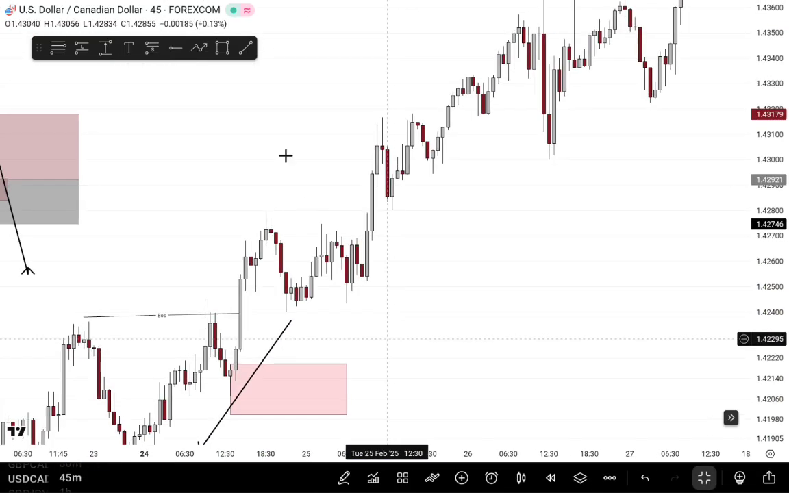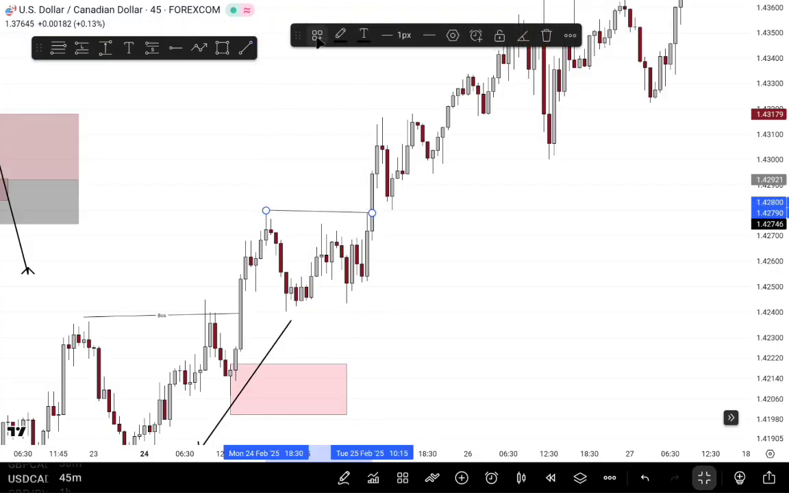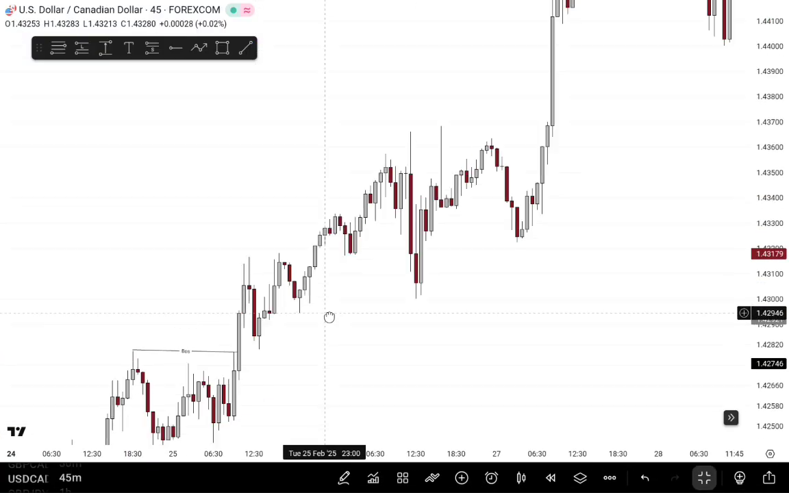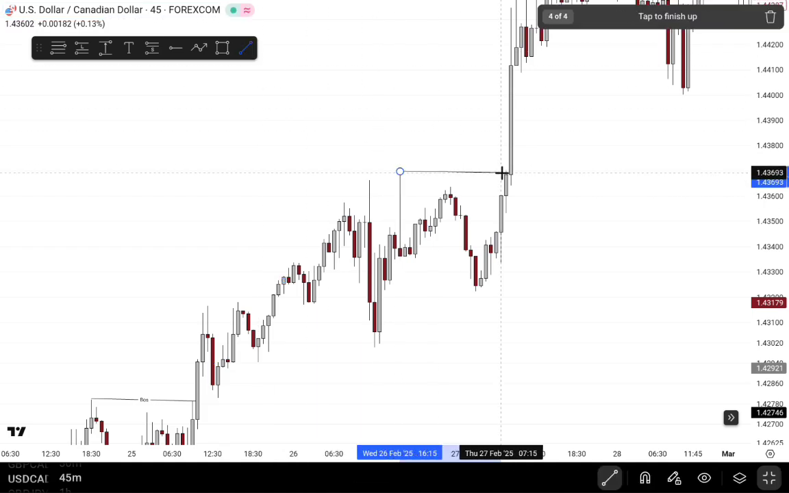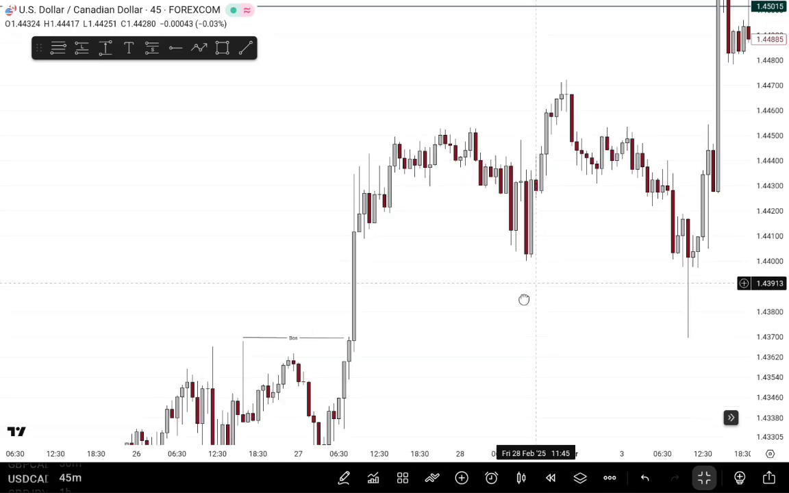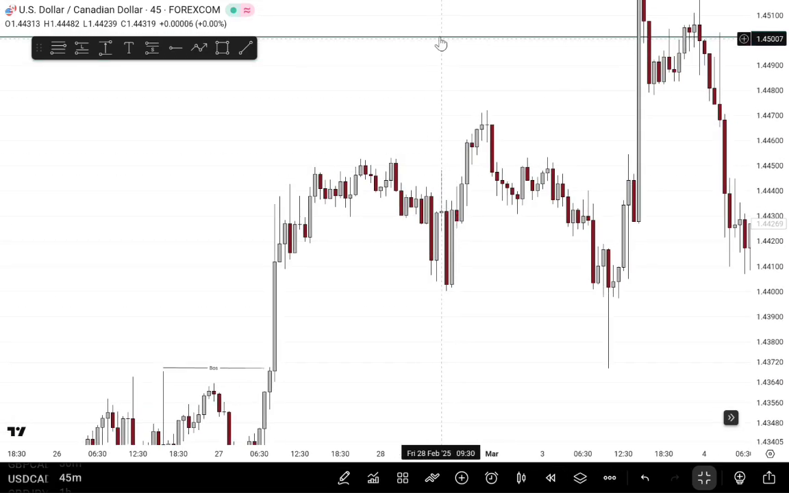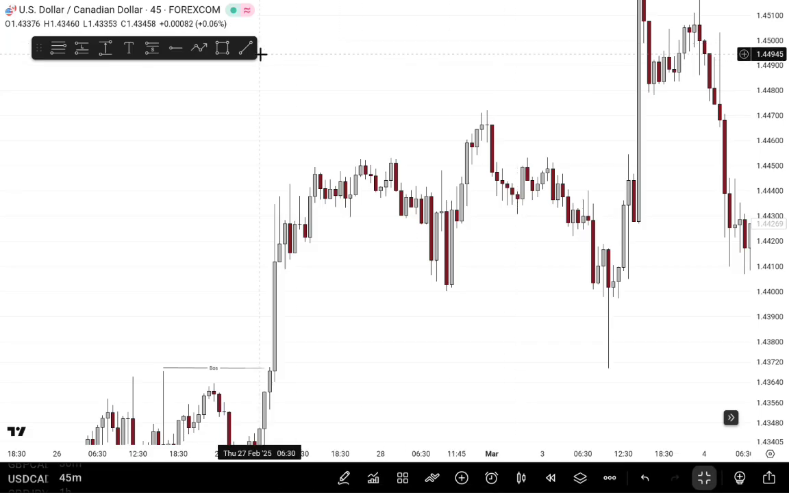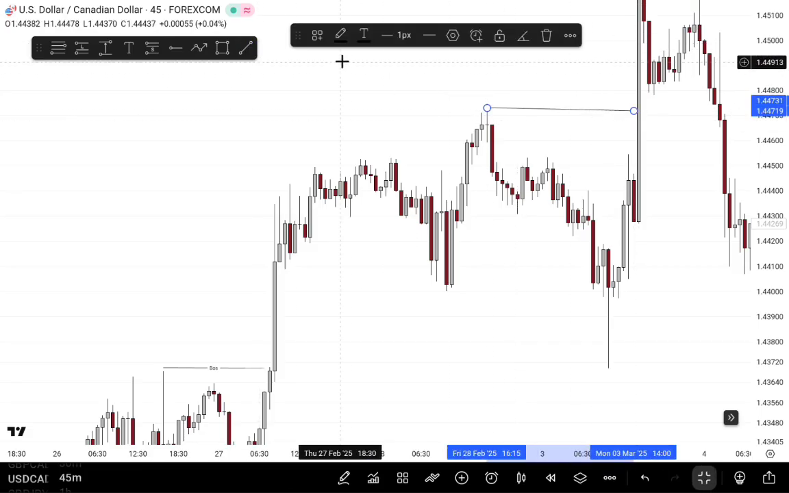So we have another break to the upside. This is another break of structure to the upside. We also have another break of structure to the upside at this point. Price is moving so aggressively to the upside. We also have another break of structure to the upside.